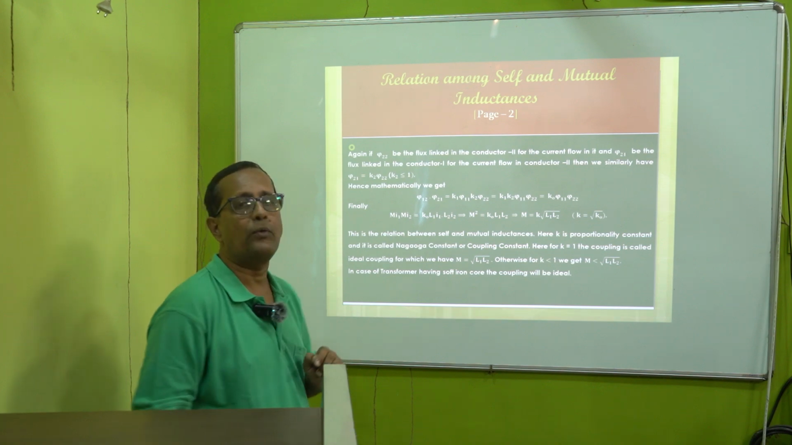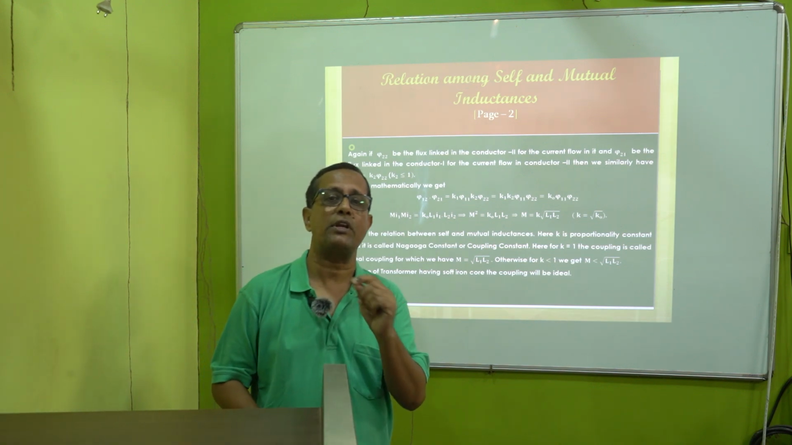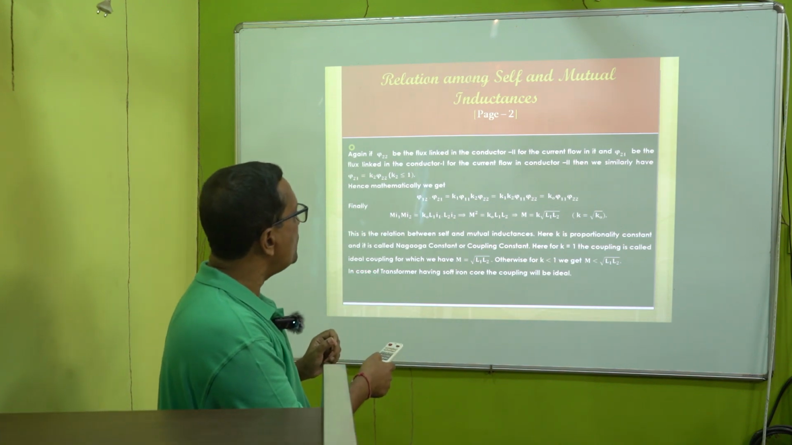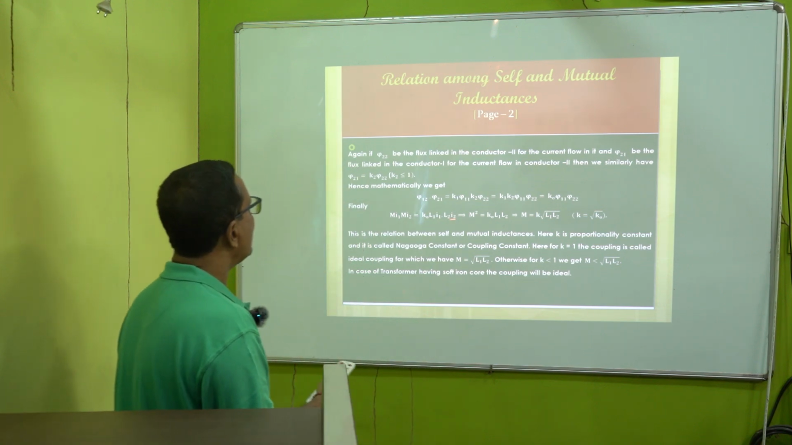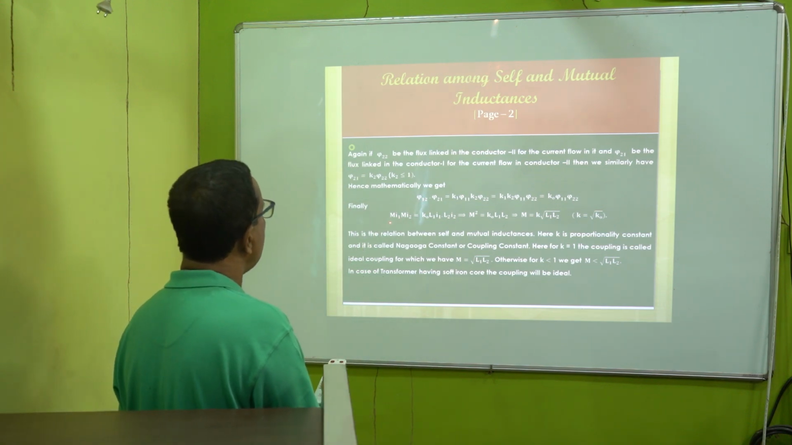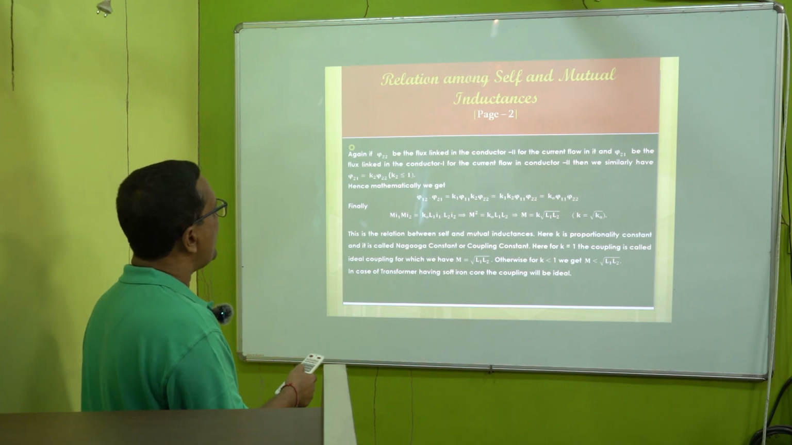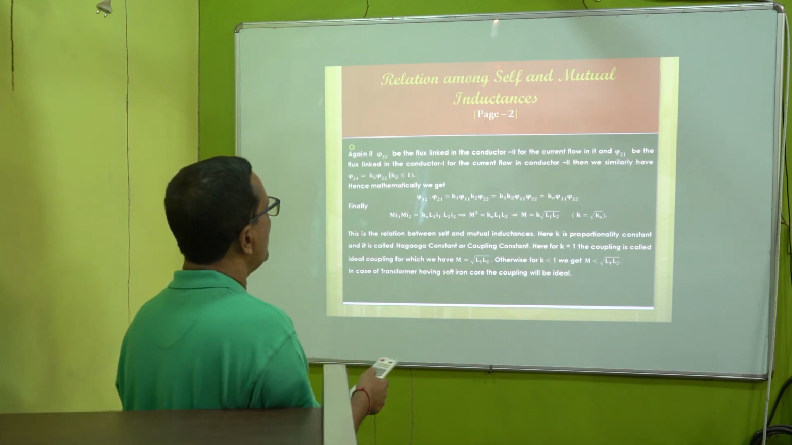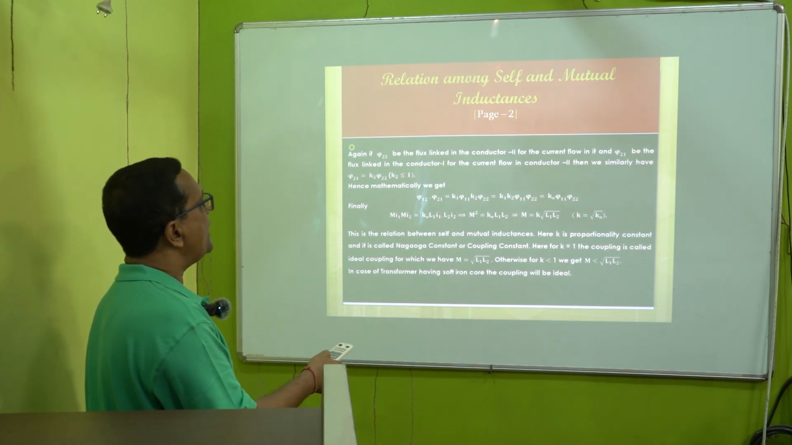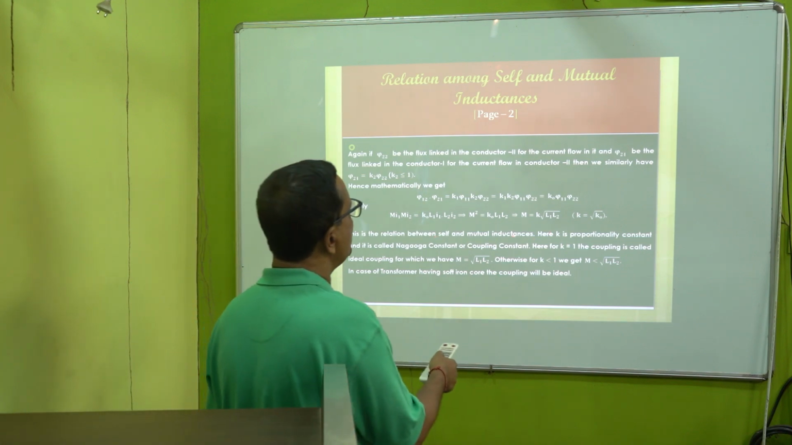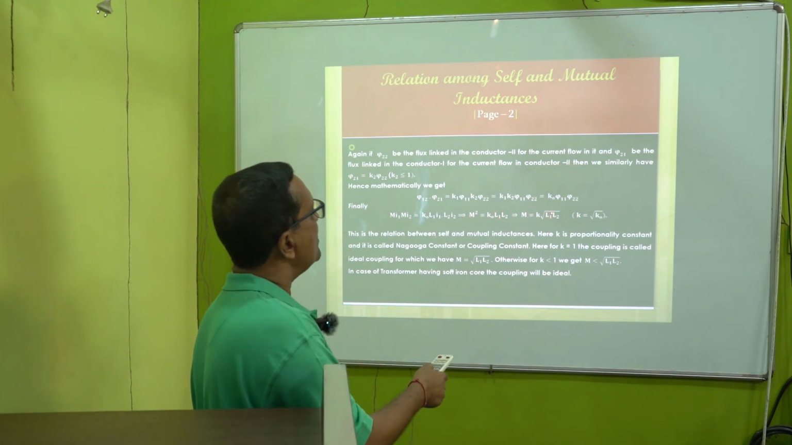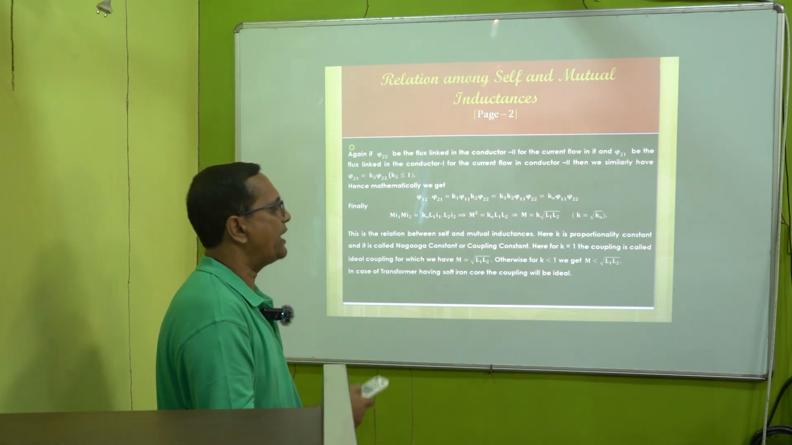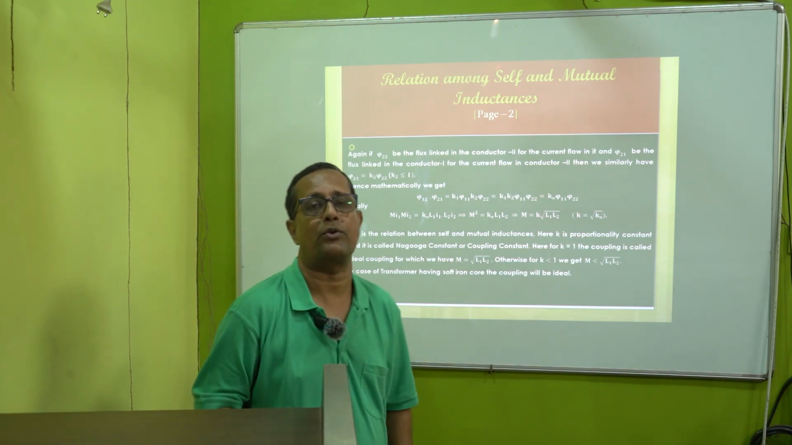Now, phi 12 is related with mutual inductance, and phi 11 and phi 22 are related with self inductance. So we can write phi 12 equals M I2 and phi 21 equals M I1. Similarly, phi 11 equals L1 I1 and phi 22 equals L2 I2. So finally we get M squared equals K0 L1 L2, and M equals root over L1 L2 multiplied by K. That is, M equals K root L1 L2.